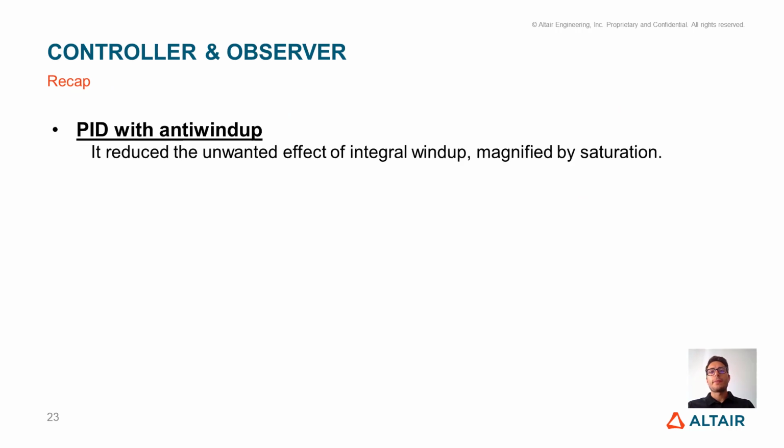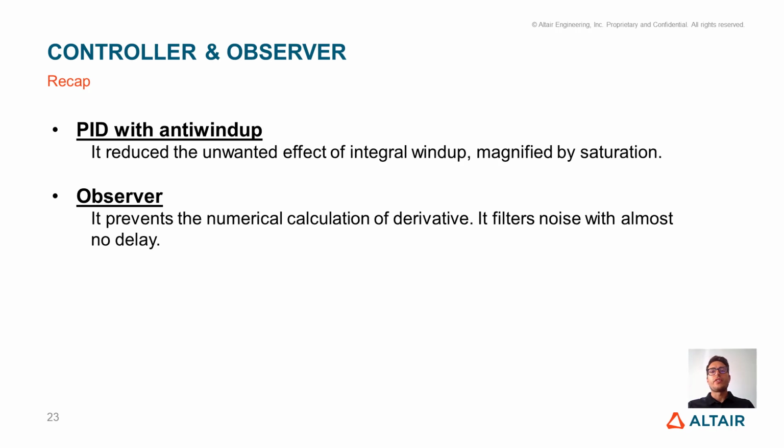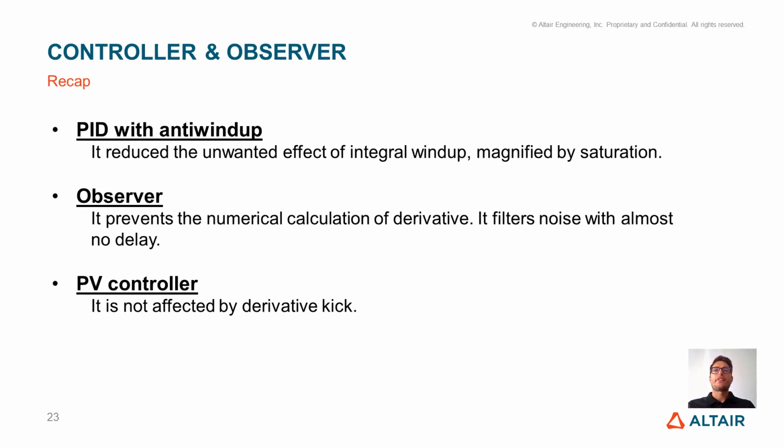We have designed and optimized a PID controller with anti-windup, which has great performance and eliminates the unwanted effect of integral windup, magnified by saturations. Then we have added an observer, which prevents the numerical calculation of derivatives and filters noise with almost no delay. And automatically, when combining the observer with the PID controller, we turned the derivative branch to look like the derivative branch of the PV controller, which is not affected by derivative kick. And now, let's verify these improvements on the real BBT using Altair Activate.